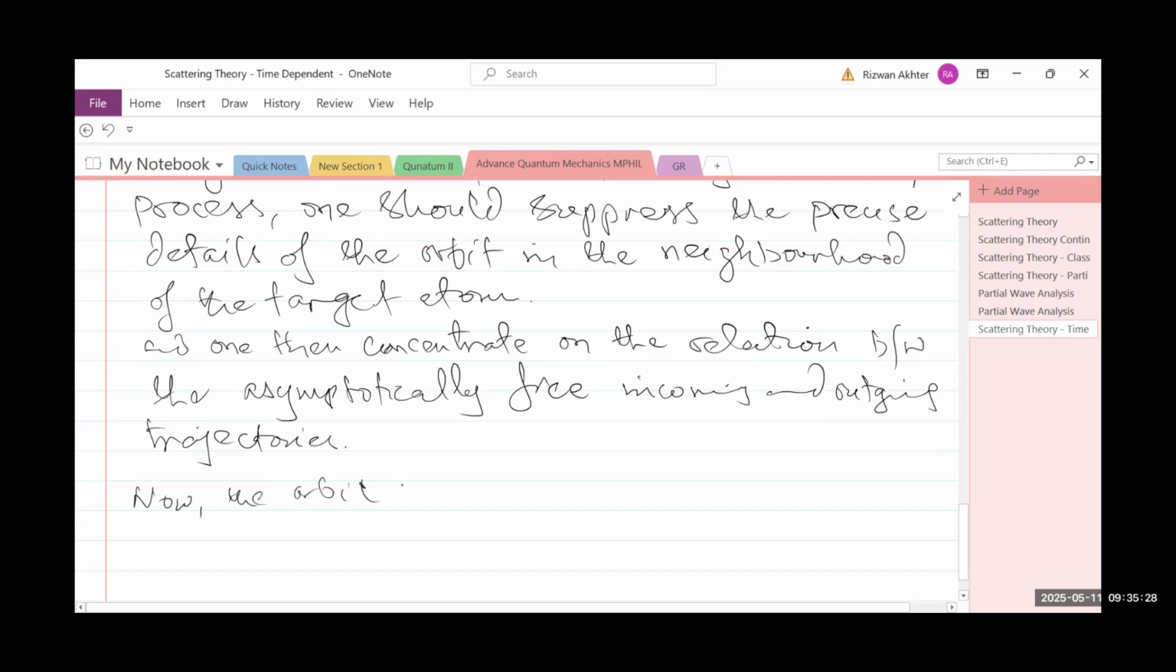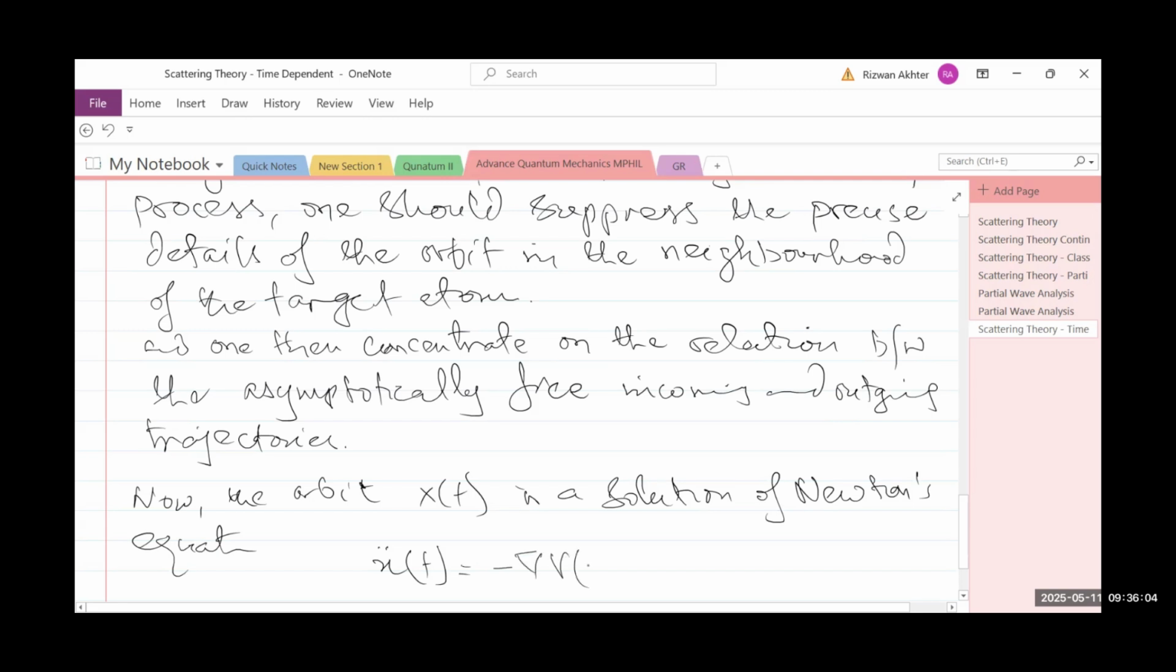So now the orbit, which you are calling x of t, is in fact a solution of Newton's equation, and Newton's equation in terms of the potential. That is, the solution would be for x double dot of t. X double dot of t means the second order derivative of position with respect to time, and this is equal to minus the gradient of the potential, which is V of x.